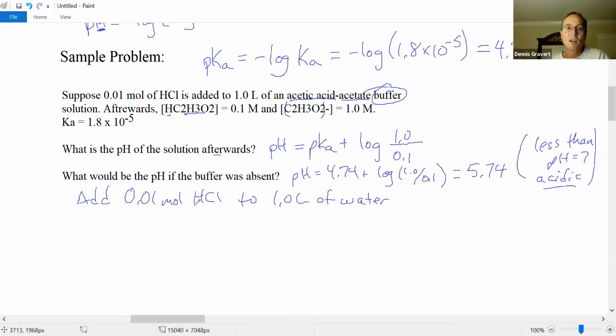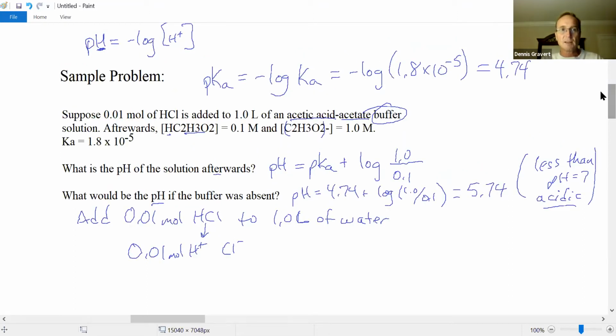Okay, so what happens? Well, HCl, as you should know, is a strong acid. So all the HCl molecules split into H pluses and Cl minuses. And for every 1 molecule of HCl, you produce 1 molecule of H plus. Well, we didn't have 1 mole, we had 0.01 moles of H plus. And we have a liter of water. So what's the equation for pH? It's right off the top of the screen. There it is.